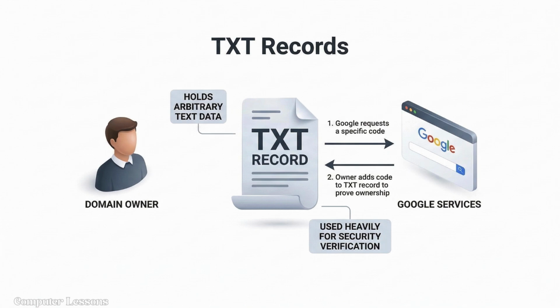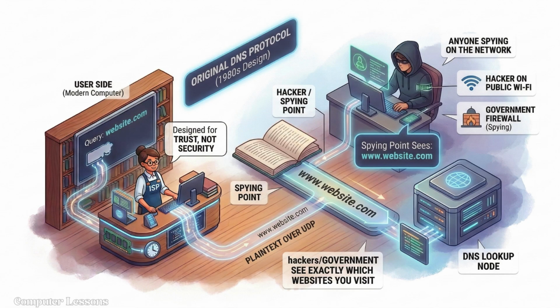However, the original DNS protocol from the 1980s has a major flaw. It was designed for trust, not security. By default, DNS queries are sent in plain text over UDP. This means anyone spying on the network, like a hacker on public Wi-Fi or a government firewall, can see exactly which websites you are visiting.